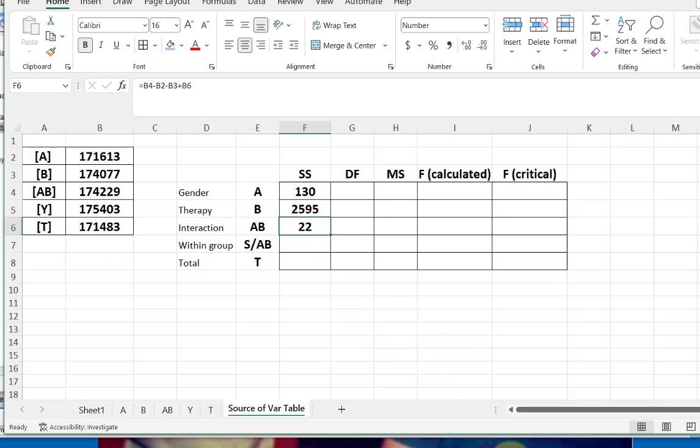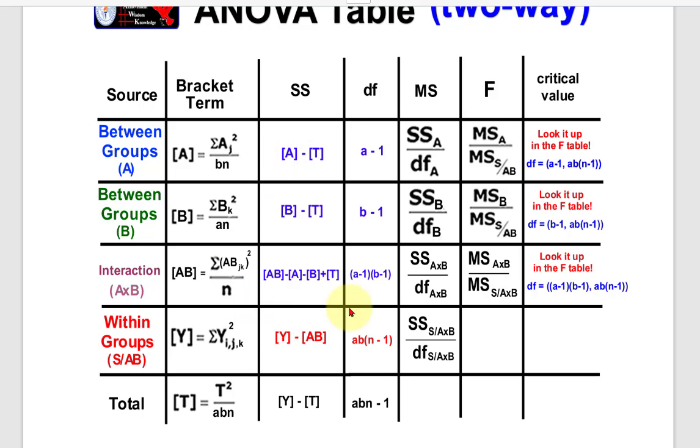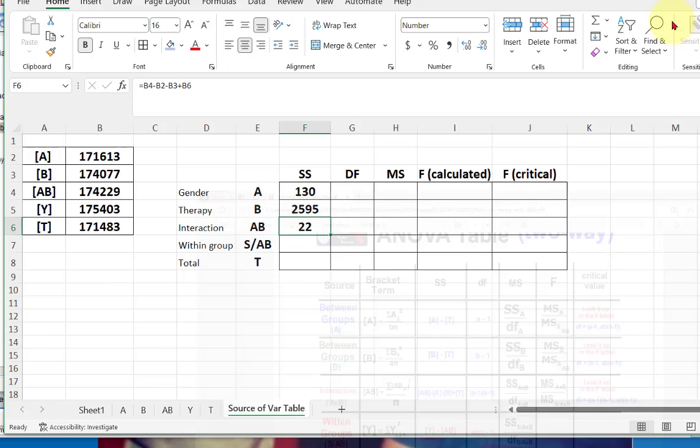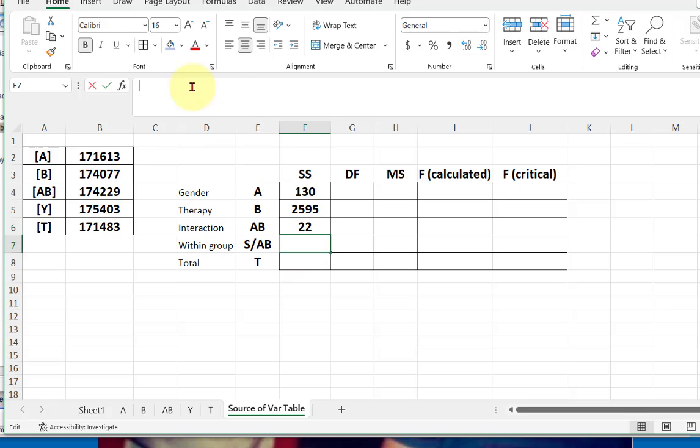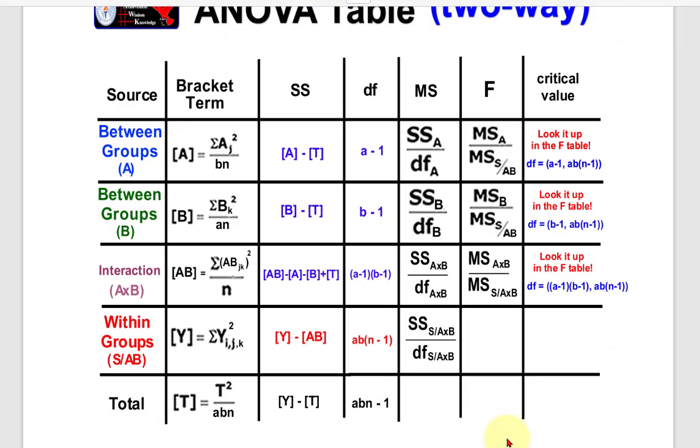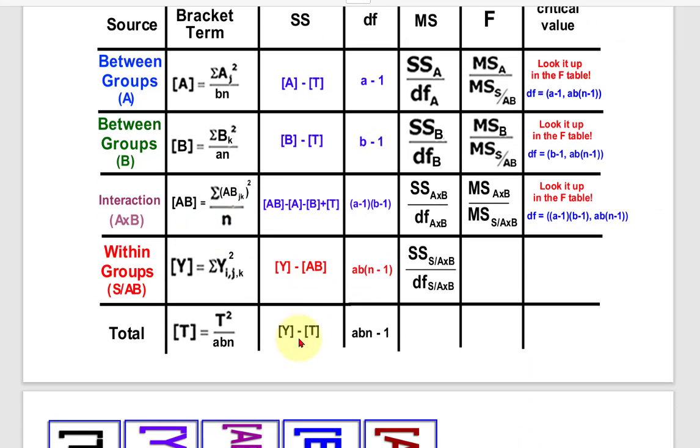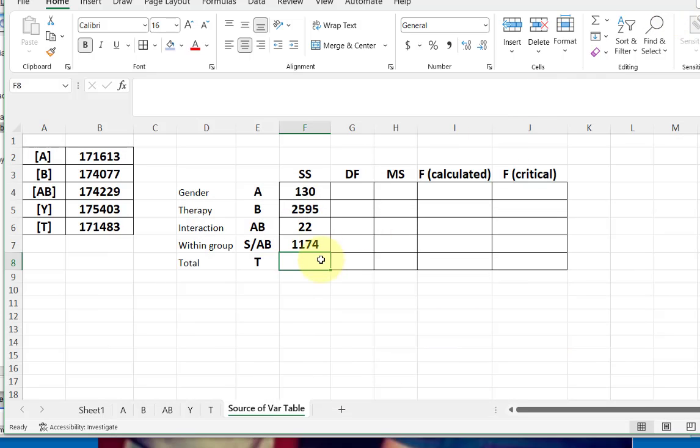And then this one is Y minus AB. Right? Y minus AB. Boom. We are cooking with gas. And then total is Y minus T. Y minus T. Enter. Boom. Oh my God, I think we got it right. There are no negative numbers.